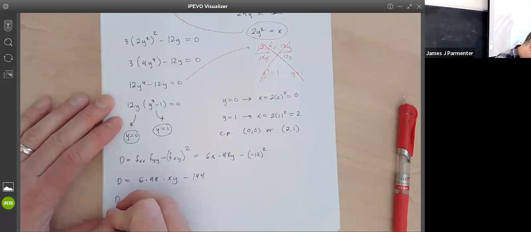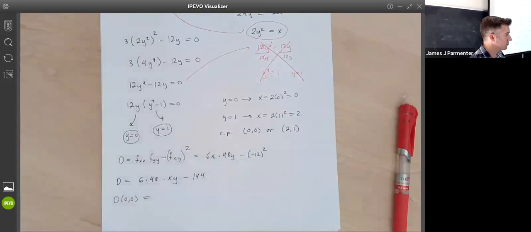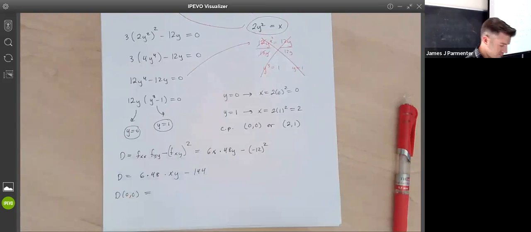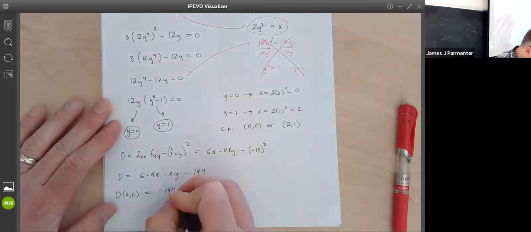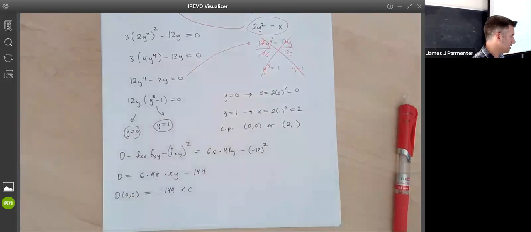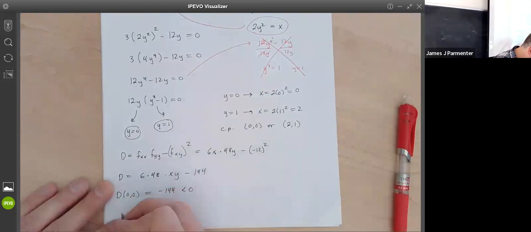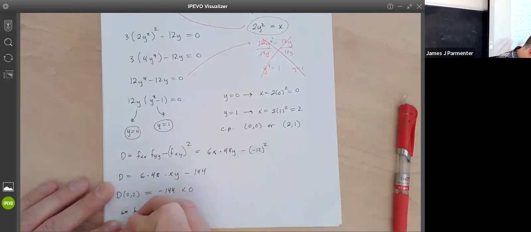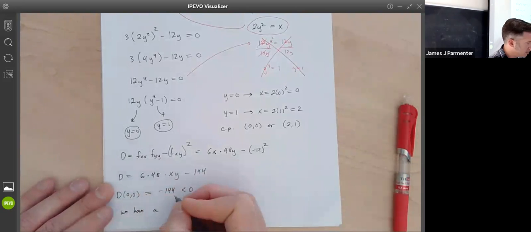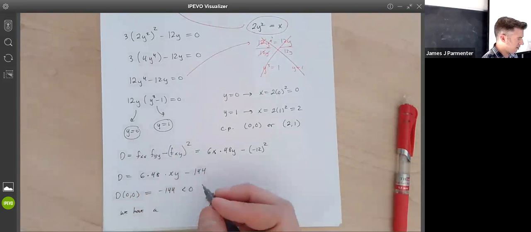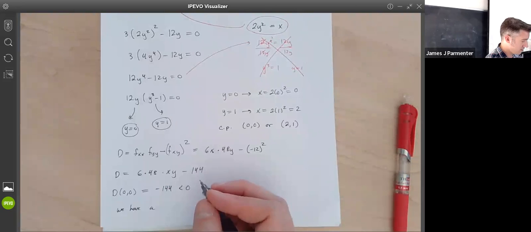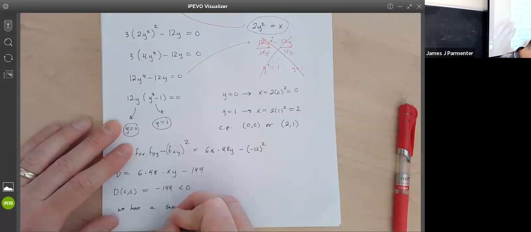So if I plug in 0, 0, what do I get? Negative number, specifically negative 144, because we can see that it's 0 minus 144. But yeah, you're right. You did the better thing and didn't do all the work. Said, oh, it's negative. Done. That means we have what? We have a max, a min, or a saddle at 0, 0. We have a saddle.